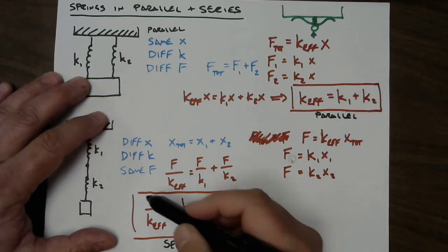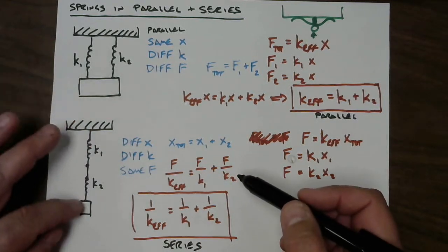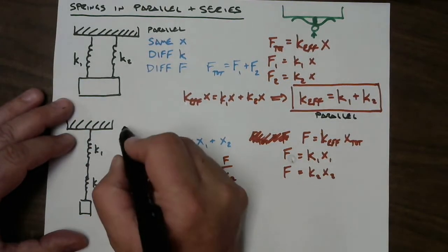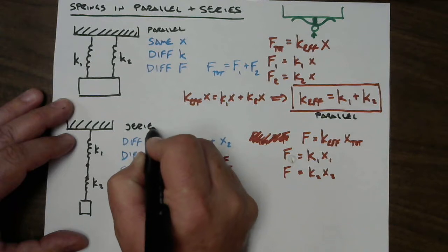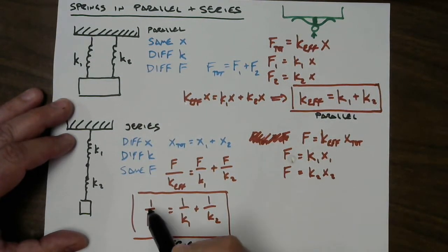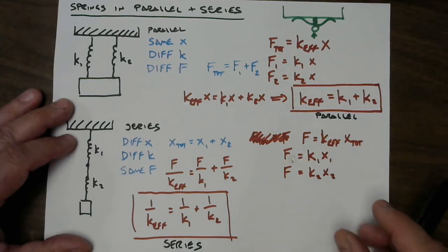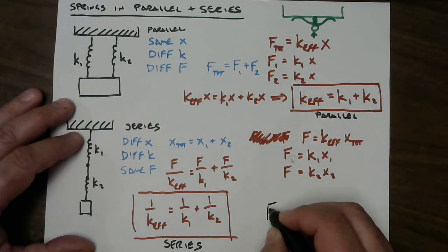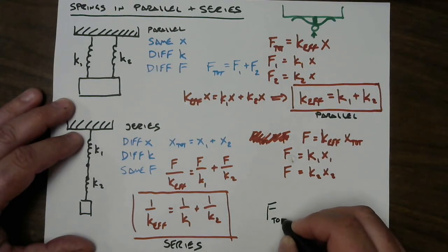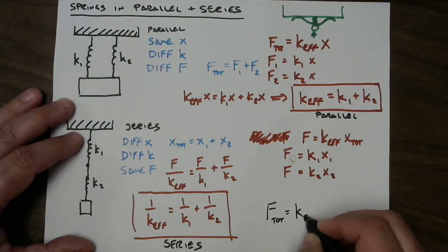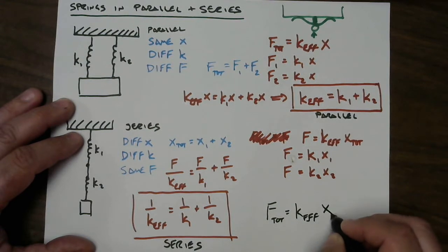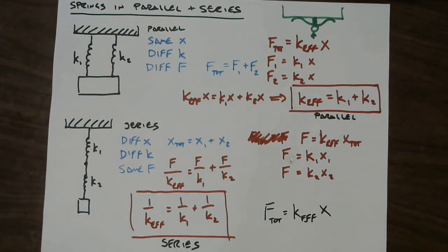Again, series springs will have the same force. There will only be one line of them. Write series up here. And they use a reciprocal rule. A lot of people don't like this because you have to reciprocate the two spring constants, add them together, then you have to reciprocate that answer to get the effective spring constant, and then you just pretend that the total force is the effective spring constant, however you calculate it, times the stretch. Okay, that is how to handle springs in parallel and series.